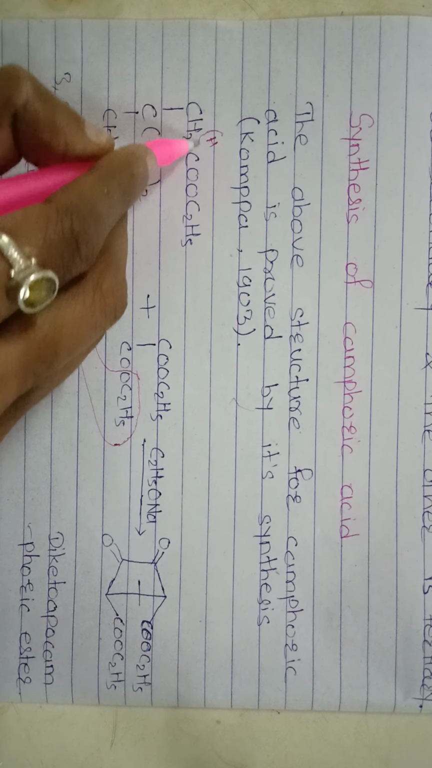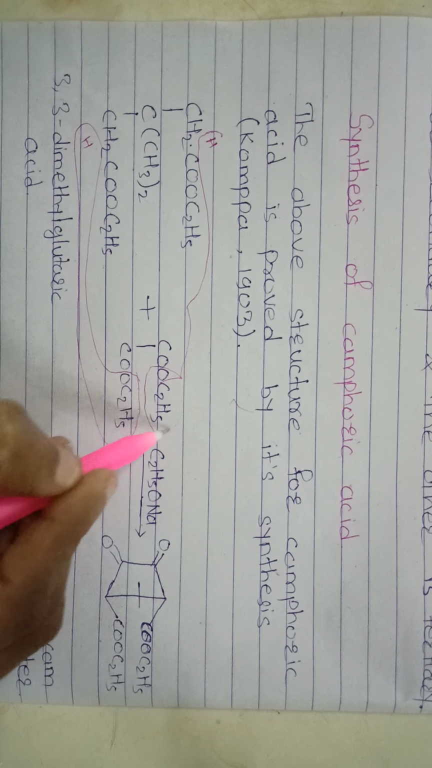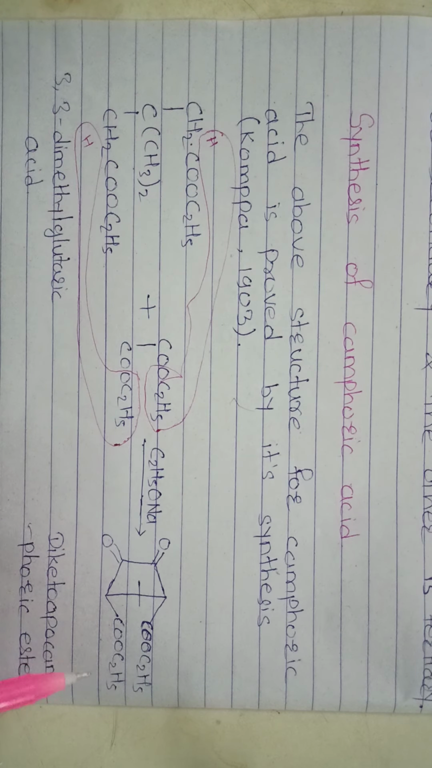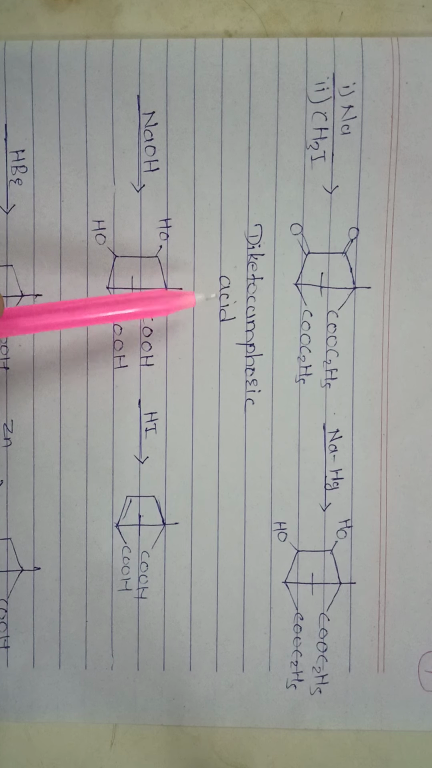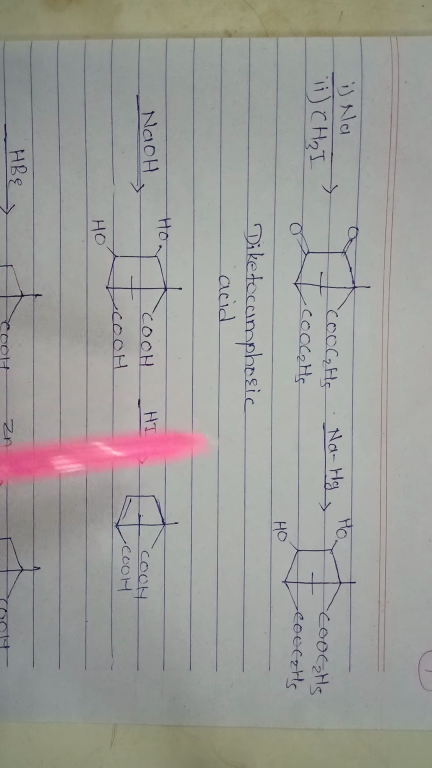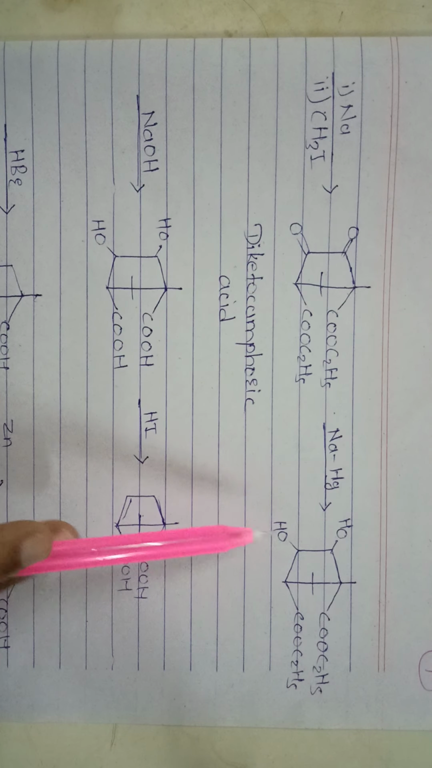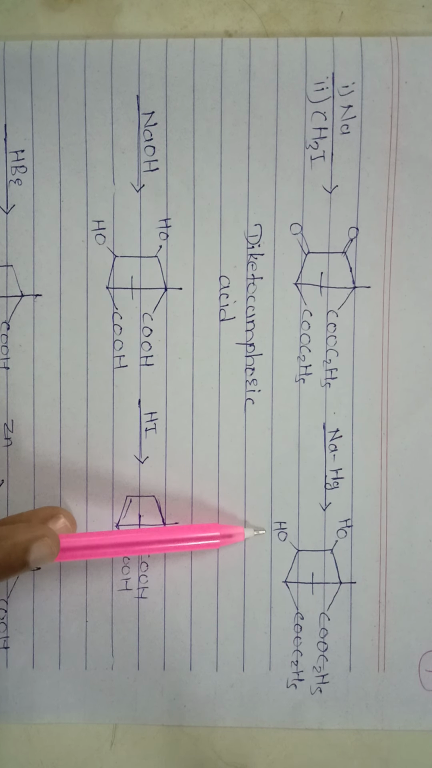When this H atom and this H atom react, two molecules of ethyl alcohol are removed and the other is attached to the carbon atom, forming the diketo-apocamphoric ester. Then in the next step, the diketo-camphoric ester is reacted with sodium amalgam, and the ketone group is converted into the alcoholic group.